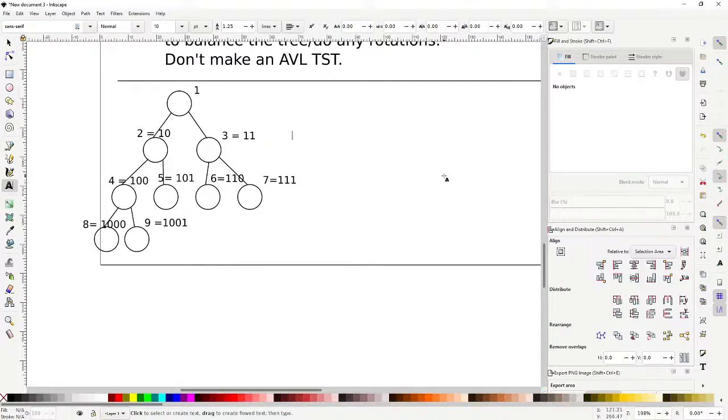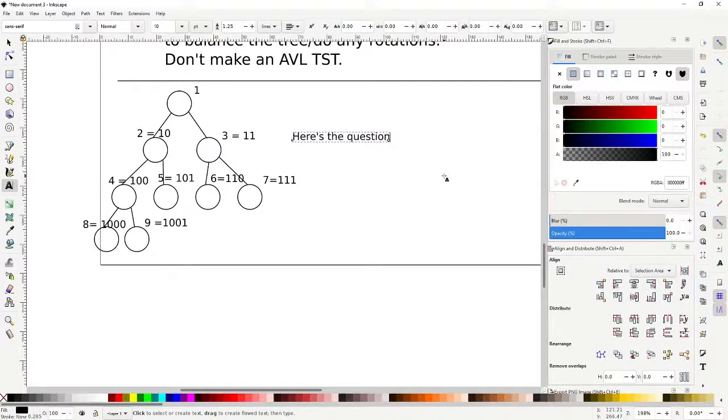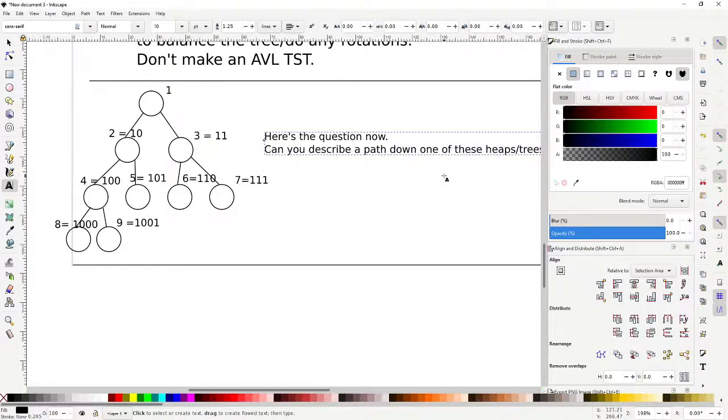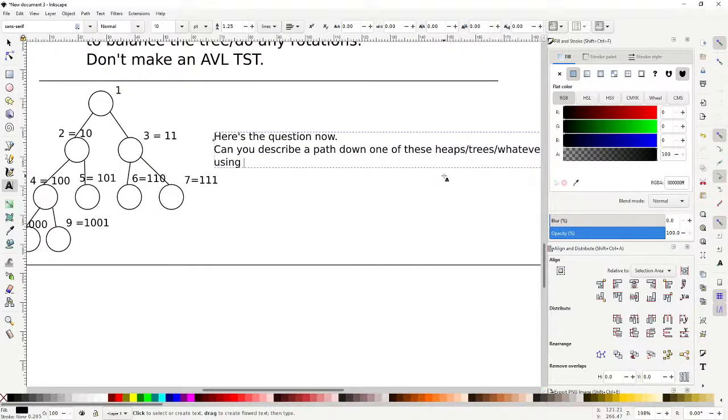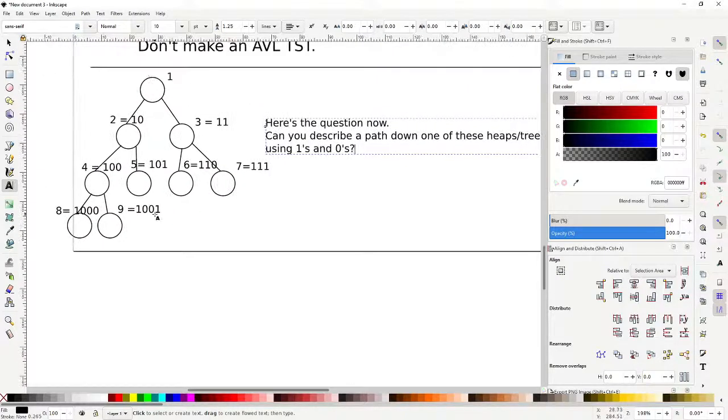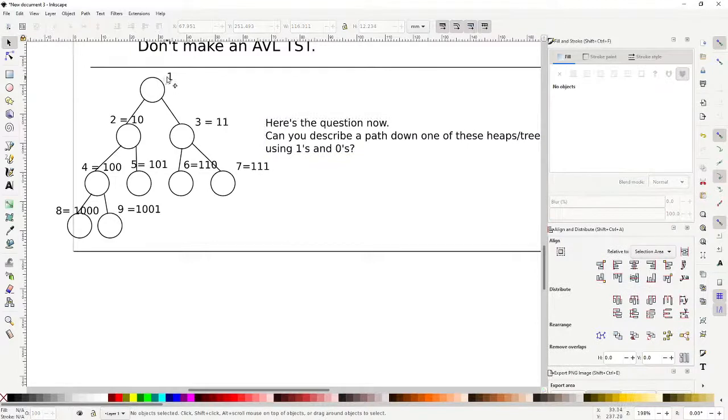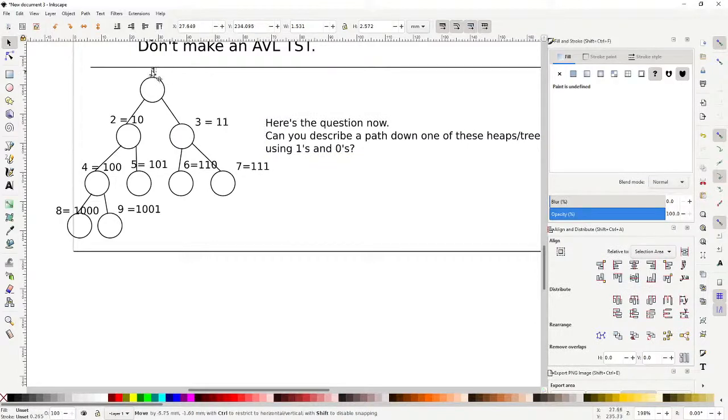So, here's the question now. Can you describe a path down one of these heaps, trees, whatever, using ones and zeros, right? And the answer is, well, it looks like to me there's always a 1 in front, right? There's a 1 here, which just means the root. But then there's a 1, 0 here, which means, okay, we went left.